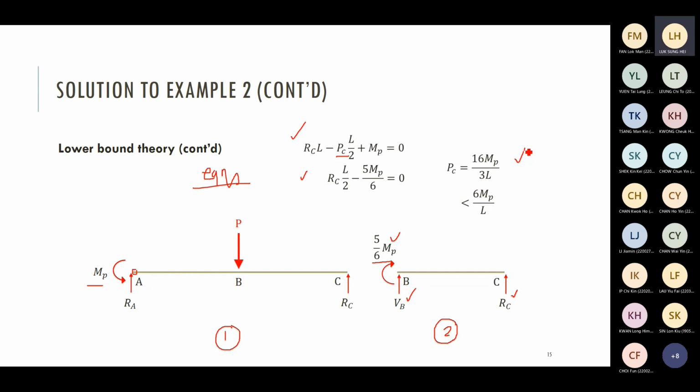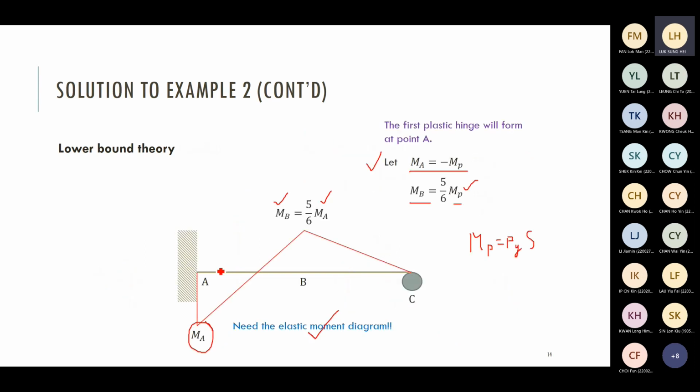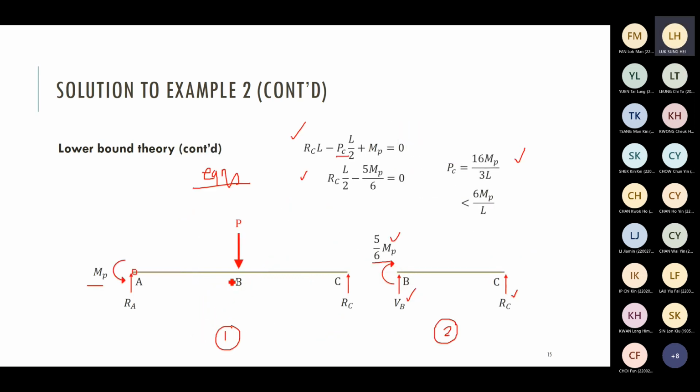Okay, the value is smaller than the upper bound theorem. Lower bound theorem gives you the lower bound. More conservative, but more difficult to apply. The picture right here shows you a few steps, but in reality, you have to go through a long procedure to get this moment diagram. But anyway, this shows you how you may use lower bound as well.